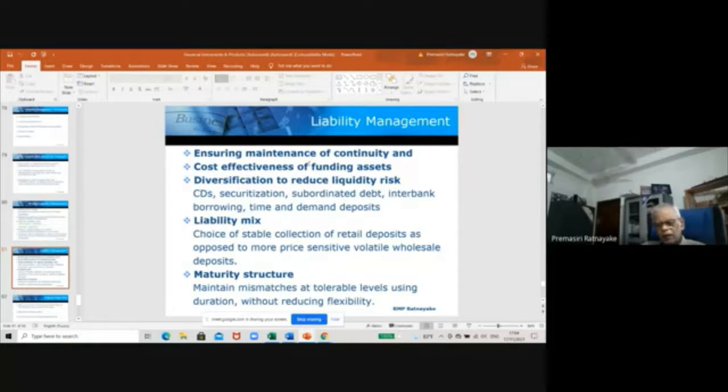So ensuring maintenance of continuity in the liability base has to be of paramount importance, and cost effectiveness of funding assets. The asset base is always funded by the liabilities, and the cost effectiveness of the liabilities will enable the financial institution to maintain profitability. The low-cost funds, savings balances and current account balances, in short form we call CASA. CASA balances are very important for the high profitability of financial services organizations.